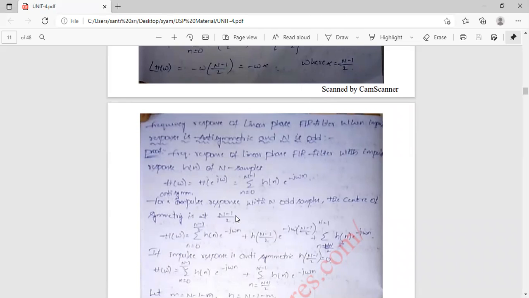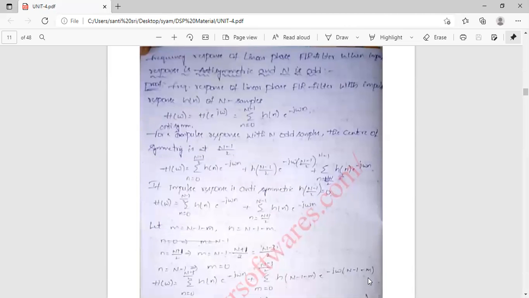For an anti-symmetric impulse response with N odd samples, the center of symmetry is at (N minus 1)/2. Okay, then H(omega) equals sigma n equal to 0 to (N minus 3)/2 of h(n) into e power minus j omega n plus h((N minus 1)/2) into e power minus j omega (N minus 1)/2 plus sigma n equal to (N plus 1)/2 to N minus 1 of h(n) into e power minus j omega n, right? Okay, if the impulse response is anti-symmetric, then h((N minus 1)/2) will become 0.